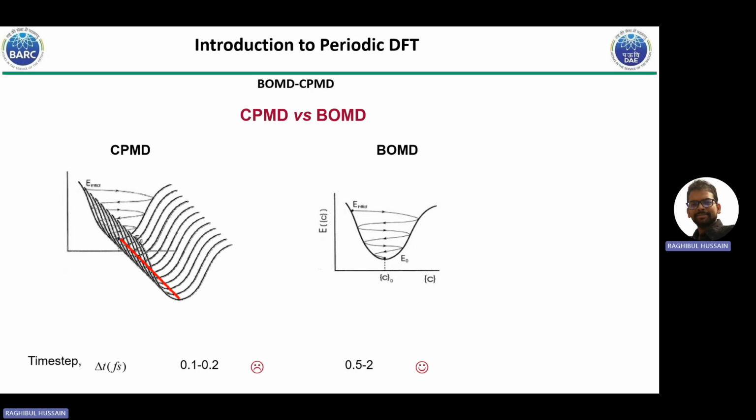Because in CPMD you have to play with the mu for every system. Suppose you are doing water, whatever the mu will be is for water. If you do methanol, it will not be the same. So every time you have to optimize that value. That is the disadvantage of mu. But the CPMD advantage is that you can go very fast compared to here.